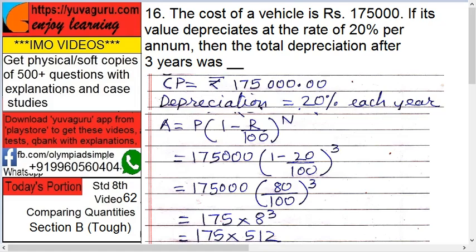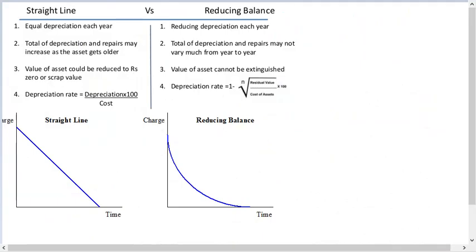Now there are two ways of calculating depreciation. In fact, there are many ways, but generally used are the straight line and reducing balance methods. Straight line means an equal amount of depreciation each year, and in reducing balance, initially the depreciation is more and then the depreciation is less. Only remember this much. You need not remember anything else because that is for higher studies.